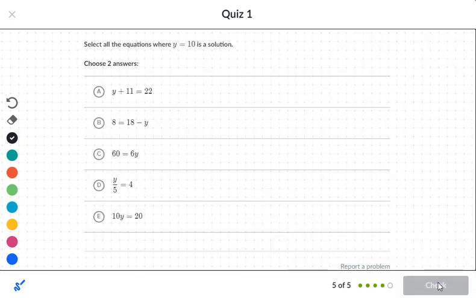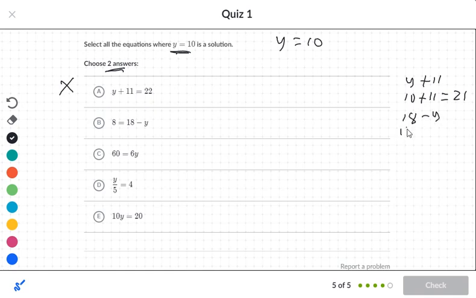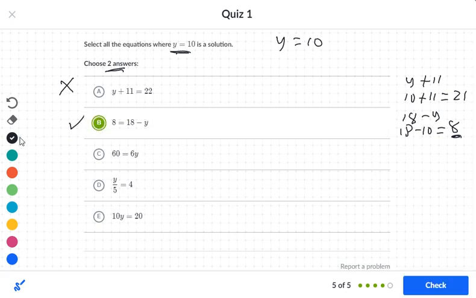Okay, next one we got y is equal to 10. And there's going to be two possible answers here. So we're going to take the y plus 11 and say 10 plus 11 is 21. It should have been 22. No good. Second one, we're going to take 18 minus y. So 18 minus 10 is 8. That's what we want. We want it to be an 8, so that works. So B works. But remember, there's two solutions here.